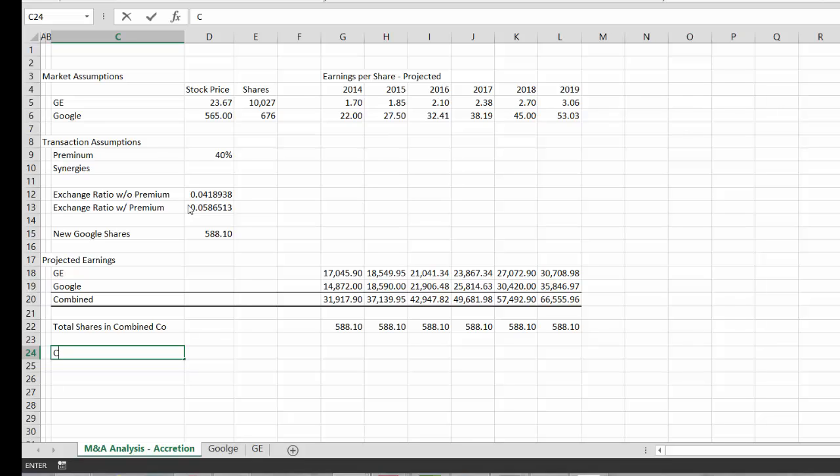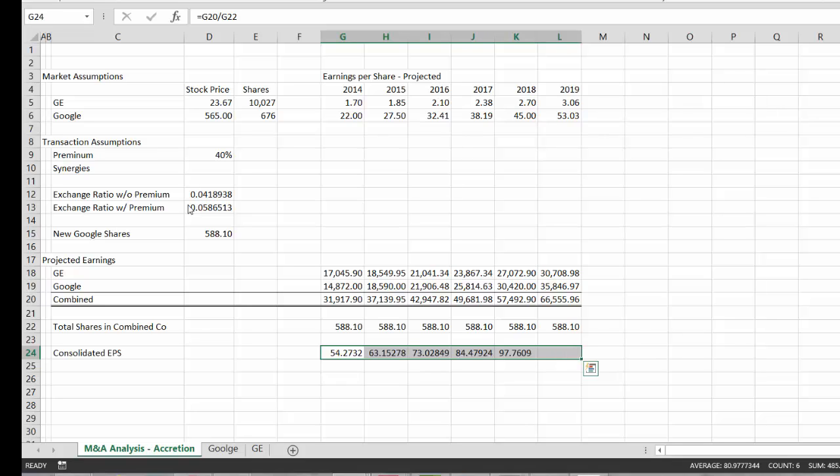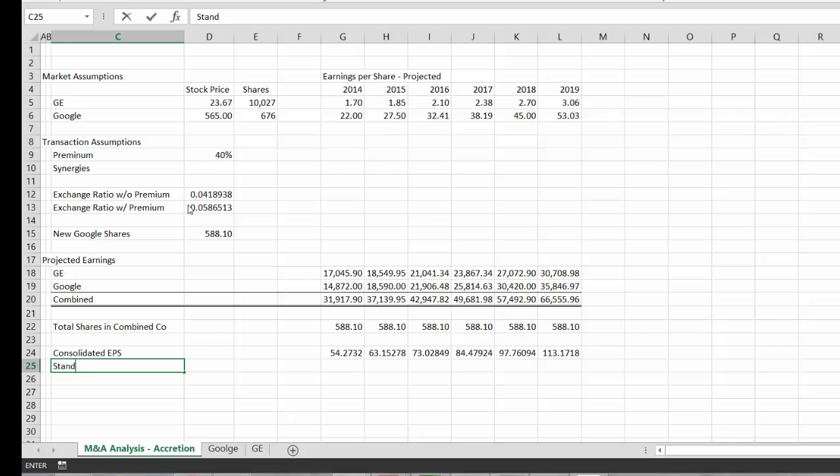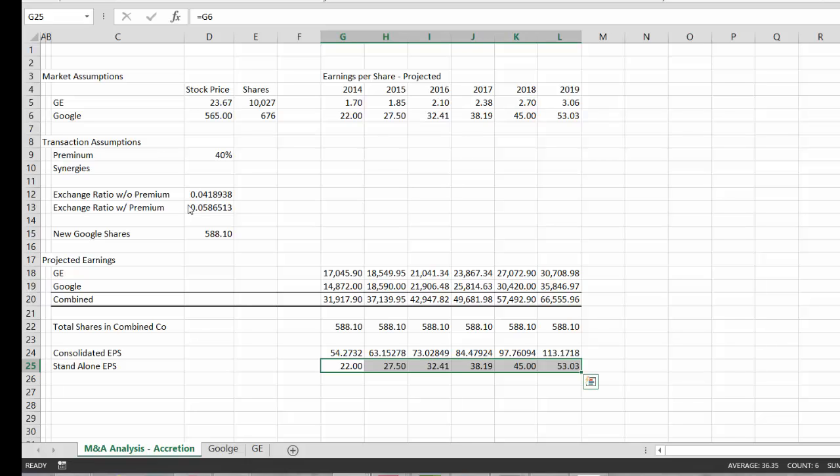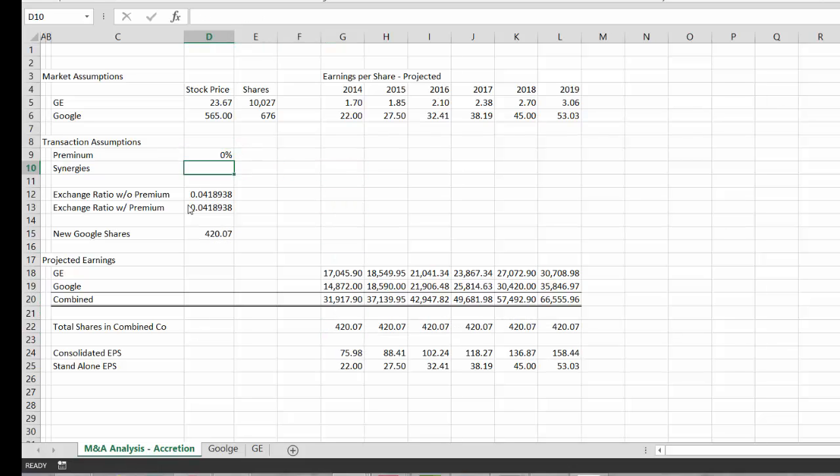And then we have new consolidated EPS, which is just this divided by this. And then we put standalone EPS, and that is what we have for Google in the first place. Oh my god. That looks too dramatic. But it's pretty straightforward what we did. If we made a 0 premium, it's even more dramatic. If we made a 200% premium, we're starting to get nothing. Okay, I'll leave it at 50%. And then we can put the years up here.